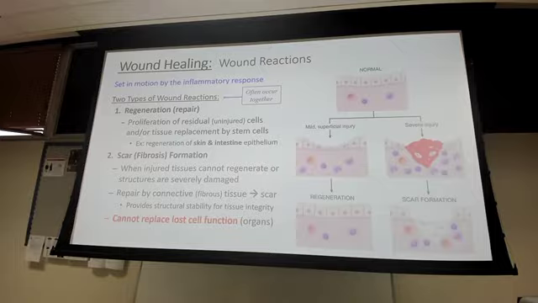Now, oftentimes, depending on the injury, these can occur together. For example, with skin, you may have some damage that is kind of deep and kind of superficial, so you may see some level of both. But most of the time, either the cells are going to regenerate completely and fully repair, or you're going to have some level of scar tissue.